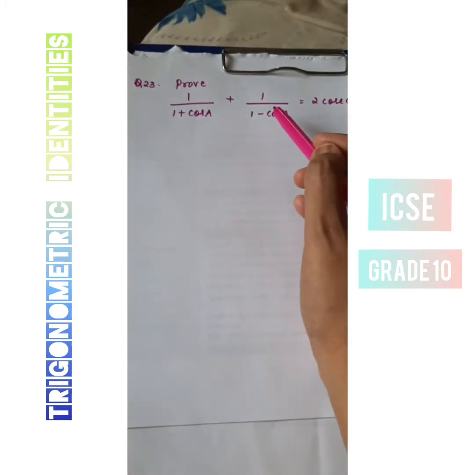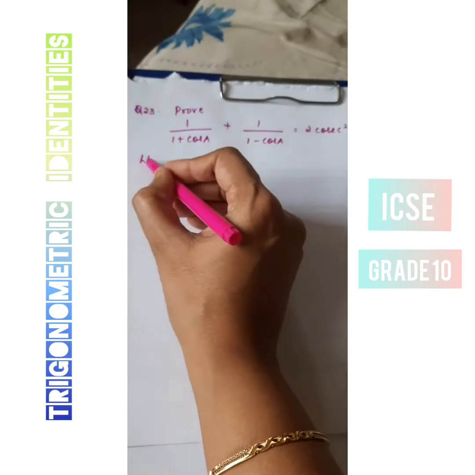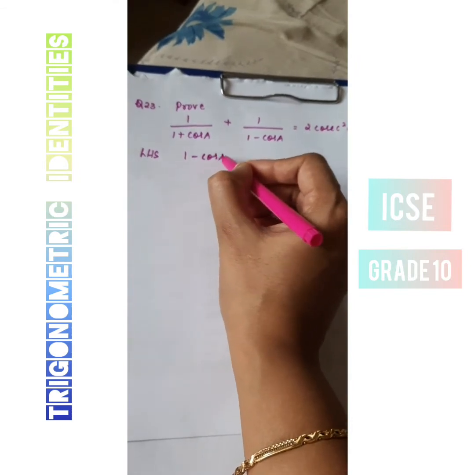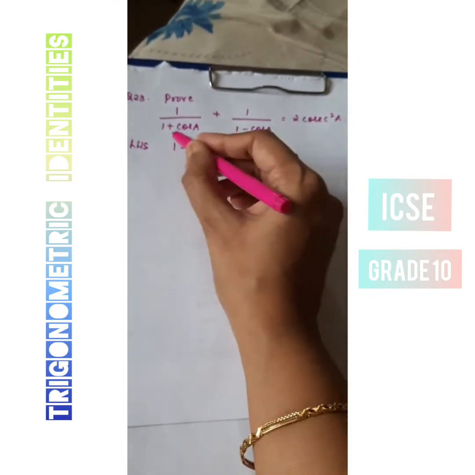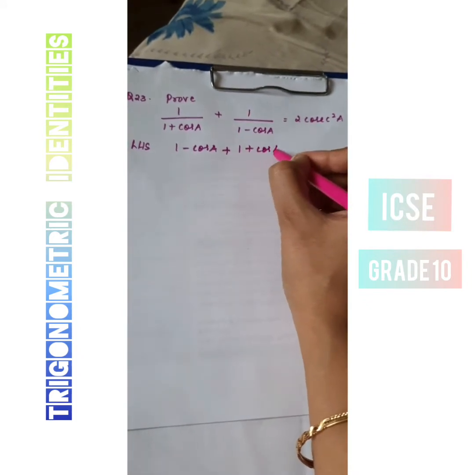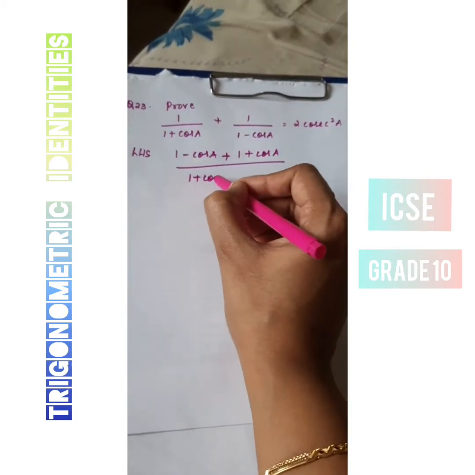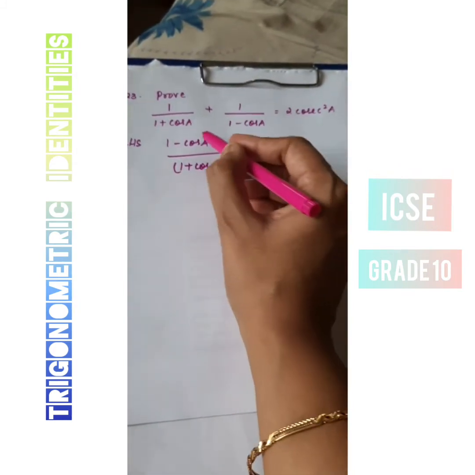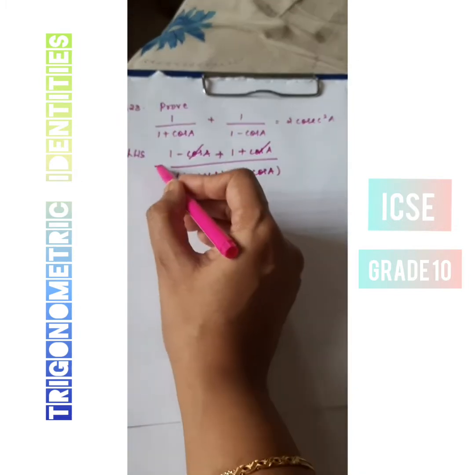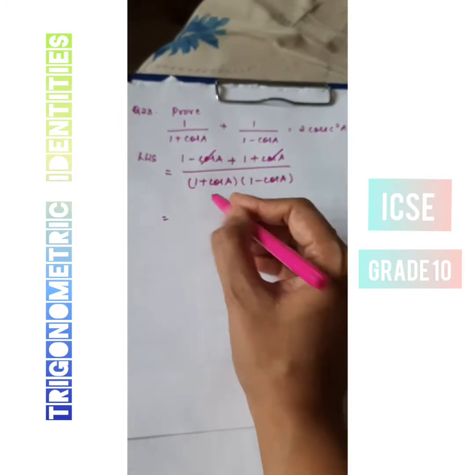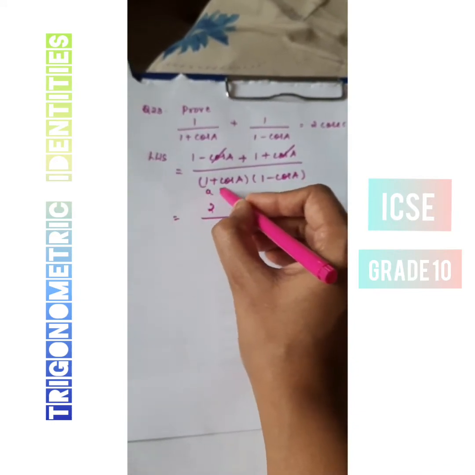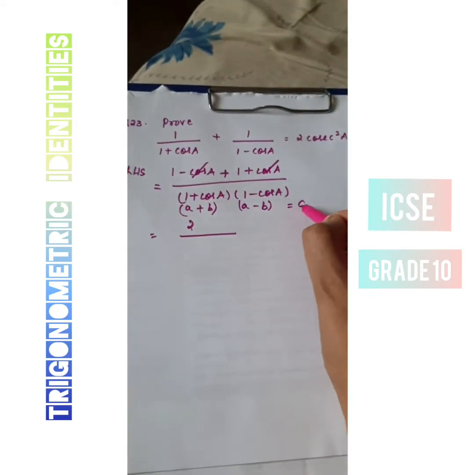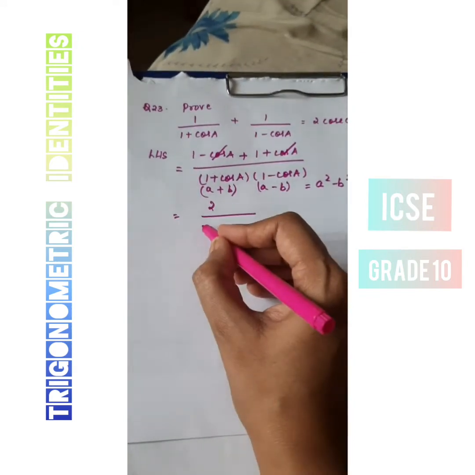Question 3, prove 1 by (1 plus cos a) plus 1 by (1 minus cos a) equal to 2 cosecant square a. So let's take the LHS, we're just doing the LCM: (1 minus cos a) plus (1 plus cos a) divided by, it is a form (a plus b) and (a minus b). So just we can multiply and keep. Now both cos a will go off, so the numerator for the LHS is 2 now, and the denominator is (a plus b) into (a minus b). So we know the formula is a square minus b square. Here a is 1 and b is cos.